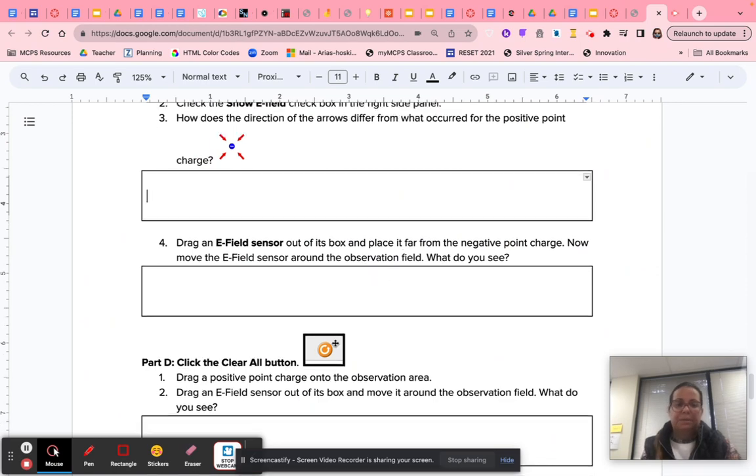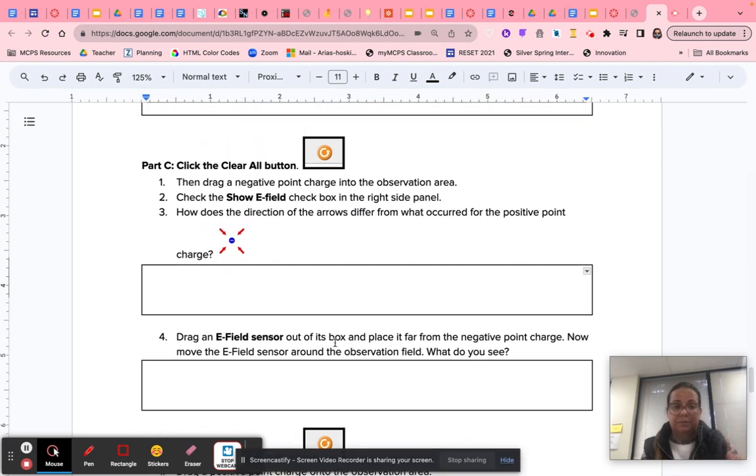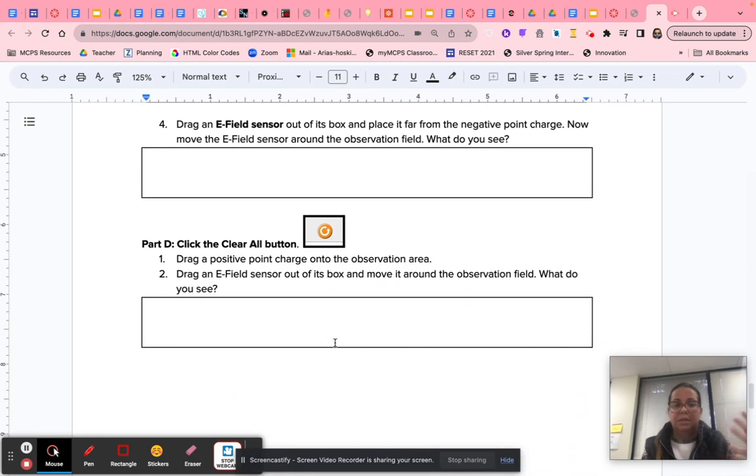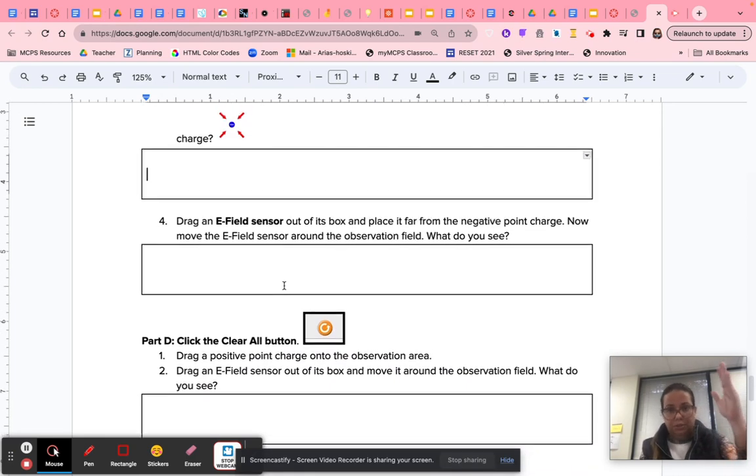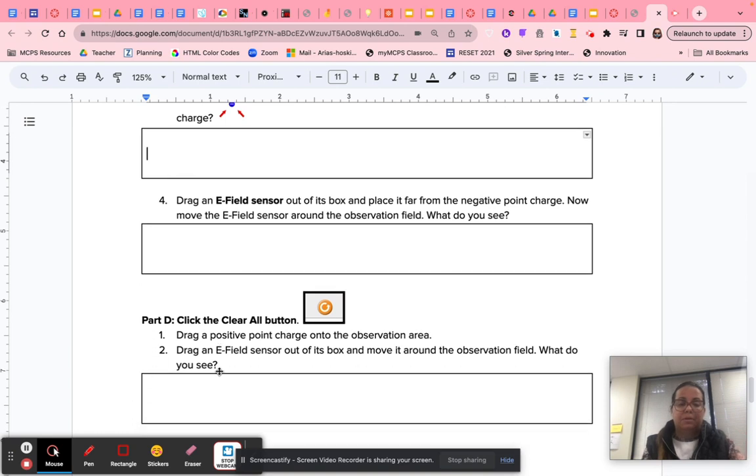What do you see that is happening? Again, it's all about observation, observation, observation. What do you see? Write your observations. Part D, again, once you're done, make sure to check it off on the first page.